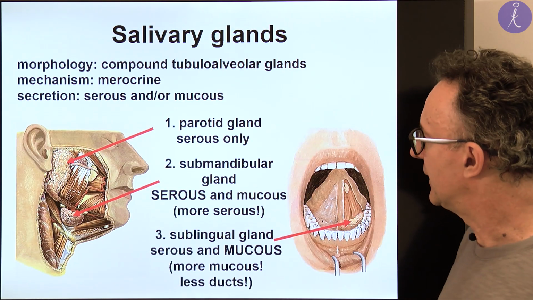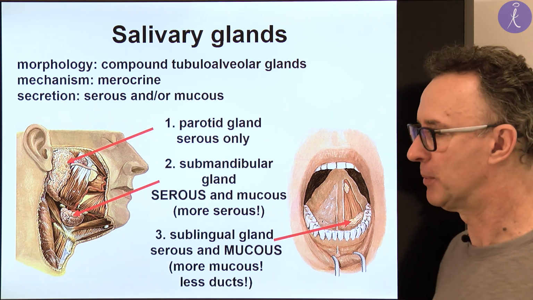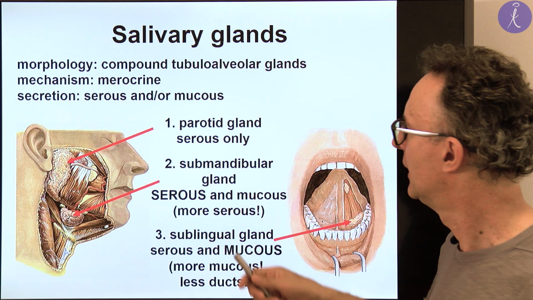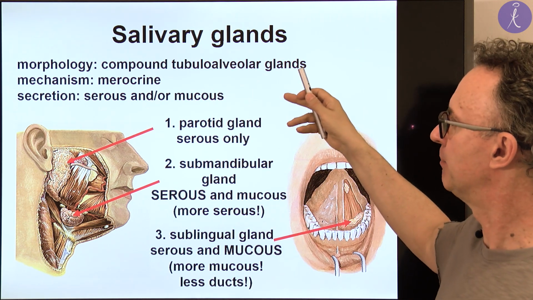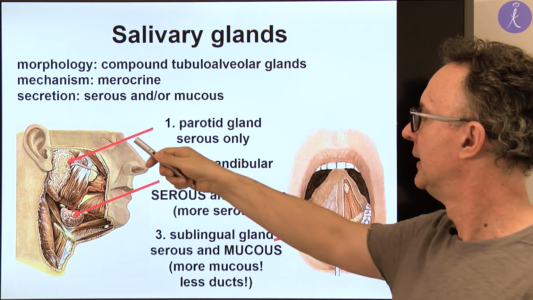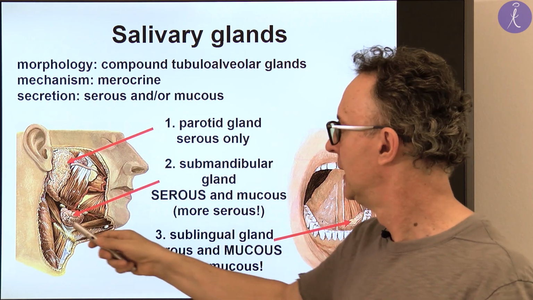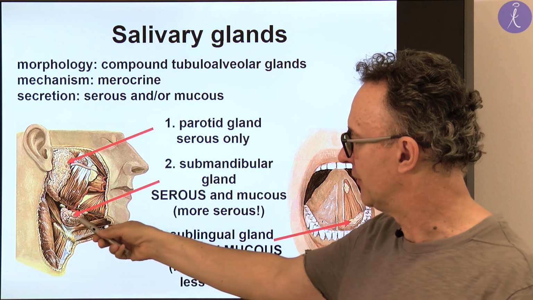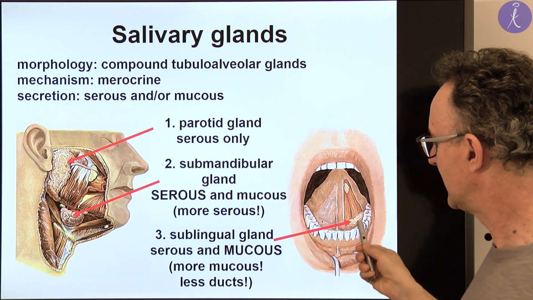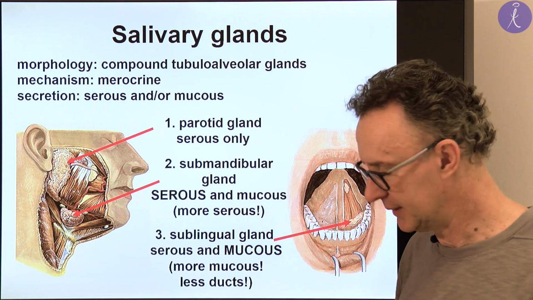Now, if we regard the big salivary glands, we have three big ones: the parotid, the submandibular, and the sublingual. The proportion of these two types of secretory portions will be crucial. The morphology otherwise everywhere is compound tubuloalveolar glands, and the mechanism, how they operate, is always merocrine. But the proportion will be different. In case of the parotid, we have only serous. In case of the submandibular, we have mixed, but with serous dominancy. That's why I used capitals for this. And in case of the sublingual, which is located under the tongue, we have again mixed, but with mucous dominance.